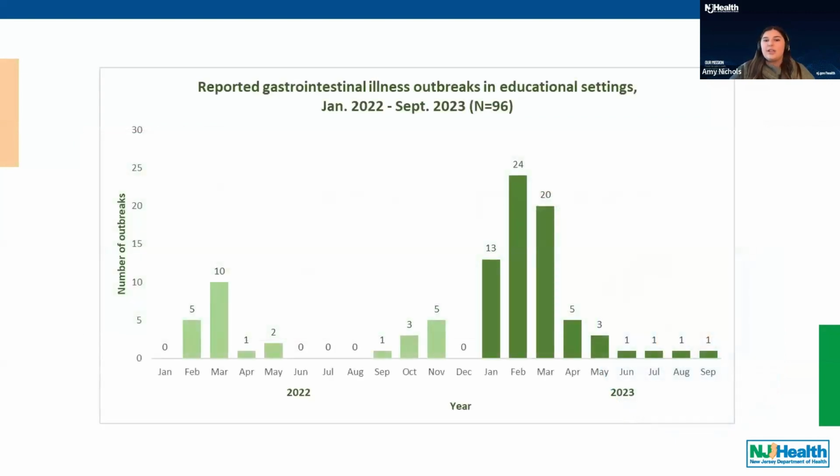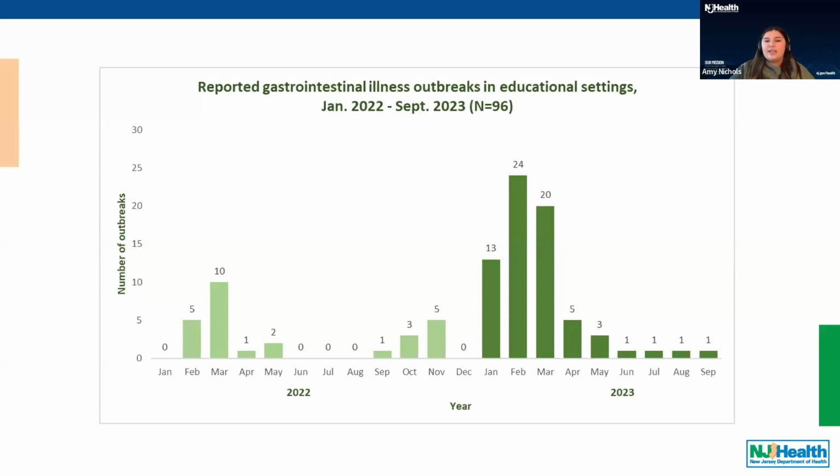So let's take a look at the data here. While most norovirus outbreaks are common from November to April, they can happen at any time during the year. So looking at the chart above, this data is from reported outbreaks in schools and childcare centers. You can see the increase in gastrointestinal illness outbreaks during the norovirus season for both 2022 and 2023, but it is more prominent in 2023.